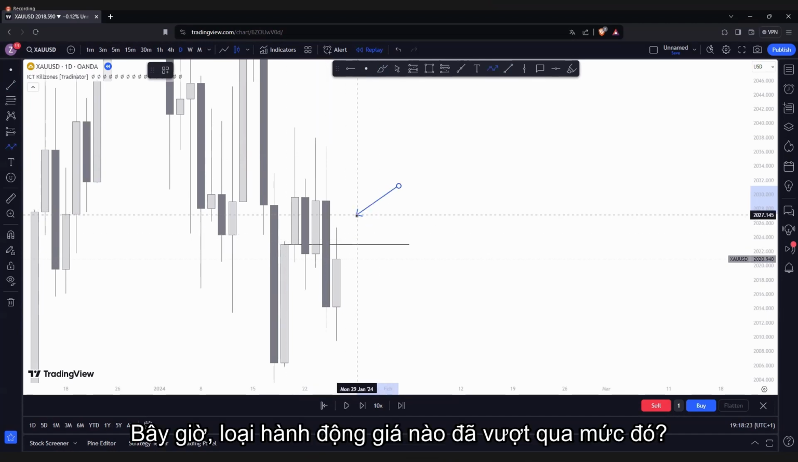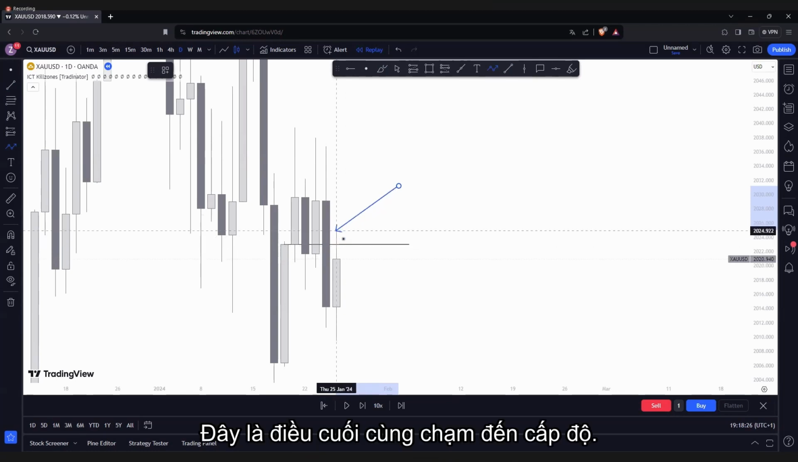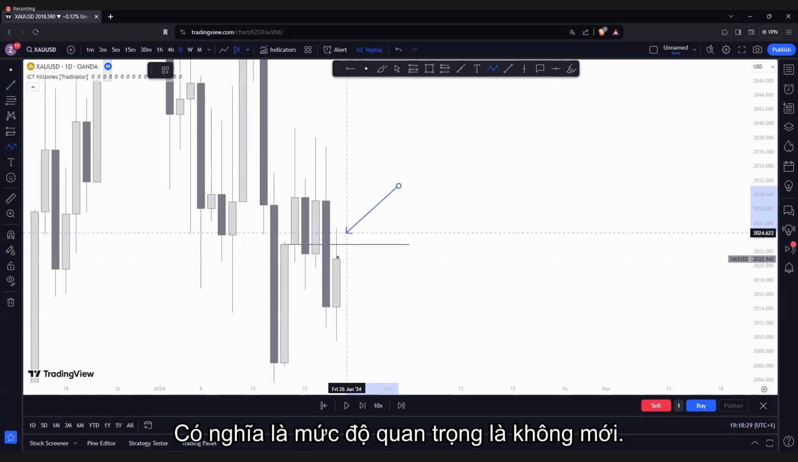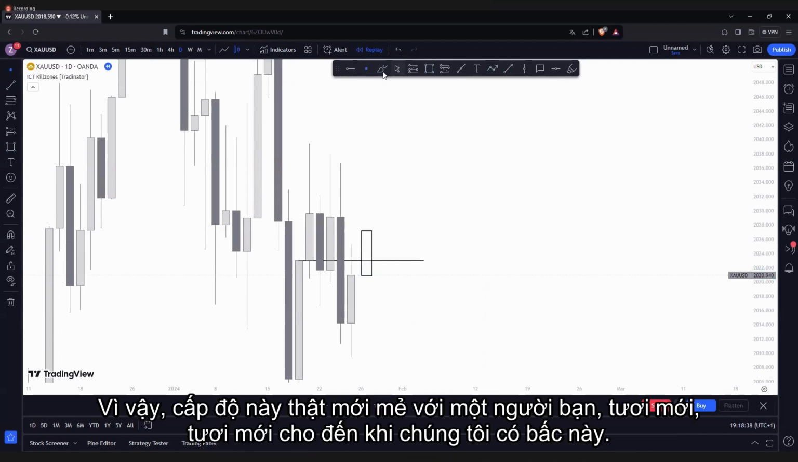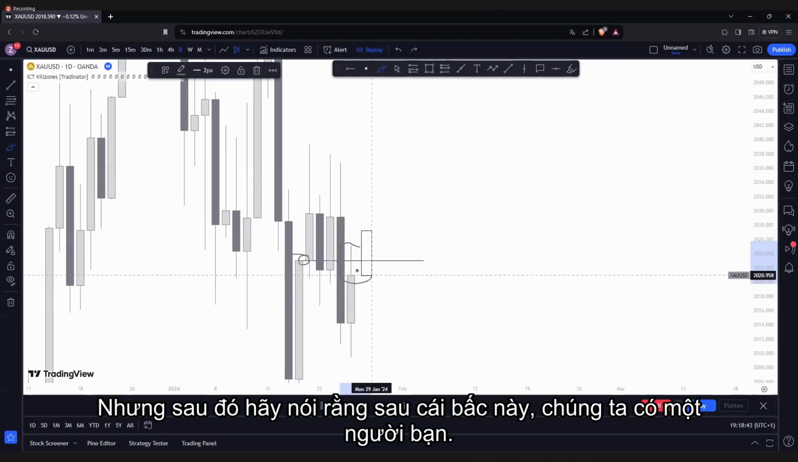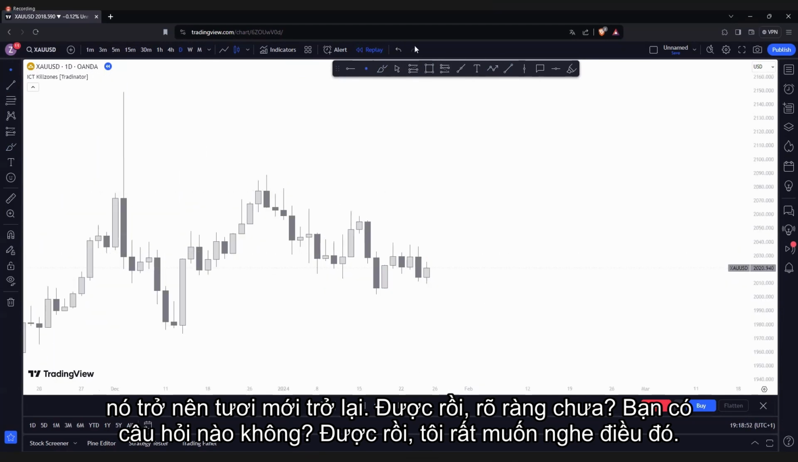Now, what type of price action went through the level? It is a wick. This is the last thing that touched the level, meaning that the key level is unfresh. If it is a body, it makes it fresh again. So this level was fresh with a body, fresh until we had this wick. But then let's say after this wick we have a body, it becomes fresh again. Is that clear? Do you have any questions?